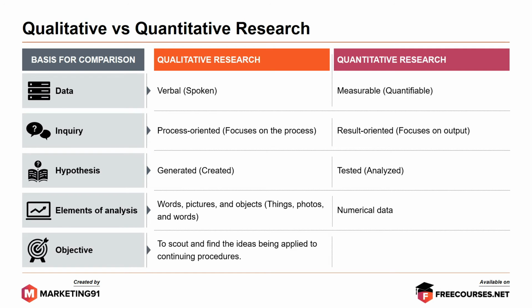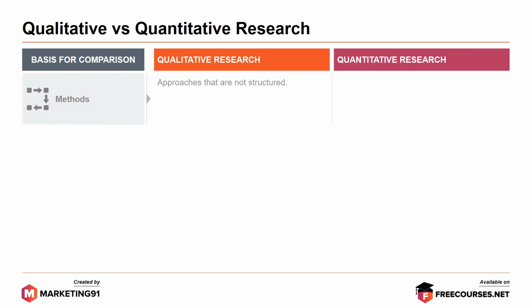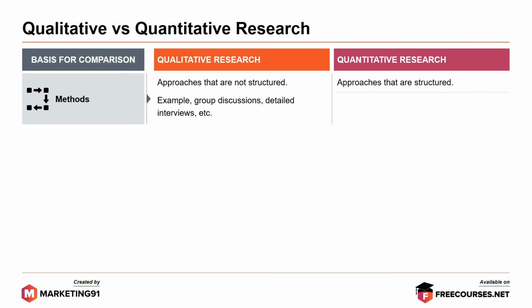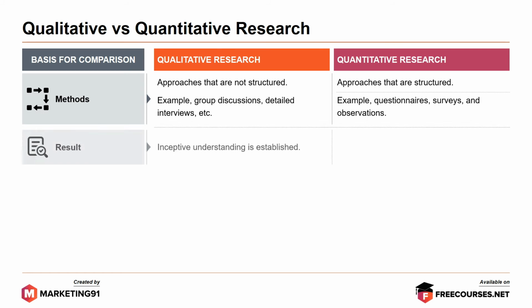The objective: to scout and find the ideas being applied to continuing procedures. On the other hand, to analyze cause and influence relationship between variants. Next, methods. Approaches that are not structured in case of qualitative. Example: group discussions, detailed interviews, etc. On the other hand, the approaches are structured in case of quantitative. Example: questionnaires, surveys, and observations. Result: inceptive understanding is established. On the other hand, concluding measures are suggested.